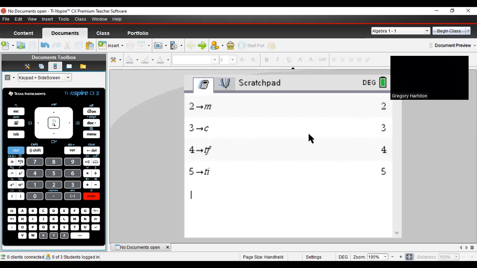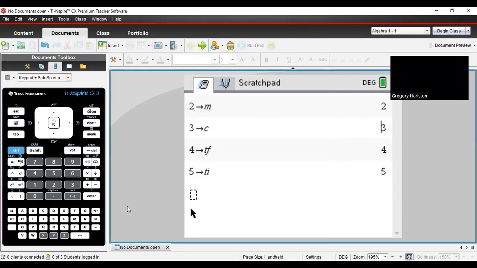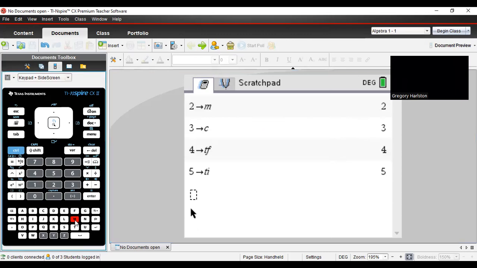Now, we're going to use the formula that they gave us, and we're going to calculate Q. So I'm going to show you the formula. It's M times C times the quantity TF minus TI. And we're going to store that into Q. So watch. I'm going to go M times C. And I got to put the times between it, because otherwise the calculator is going to get confused with all those variables. So this will be TF minus TI.